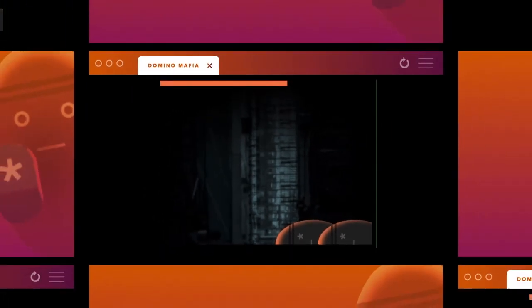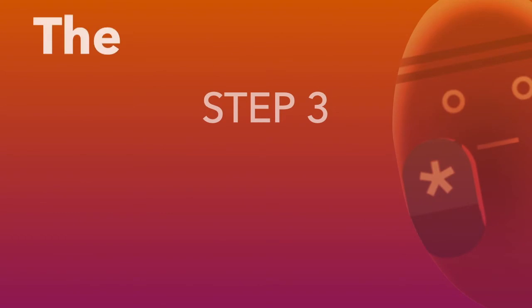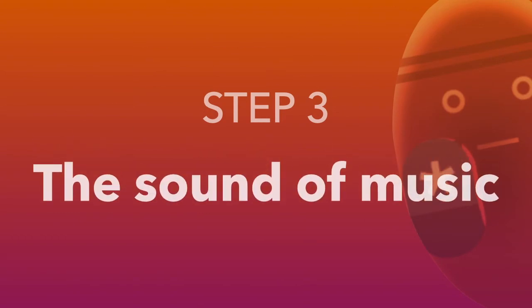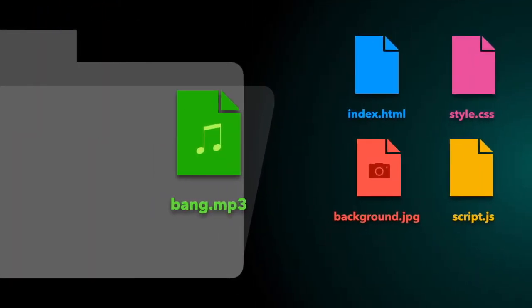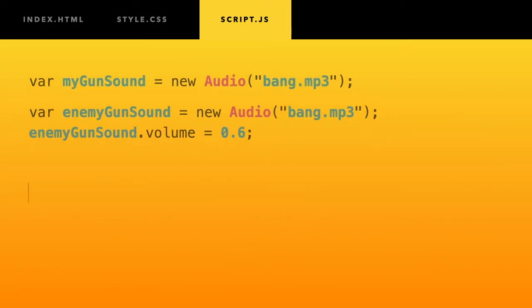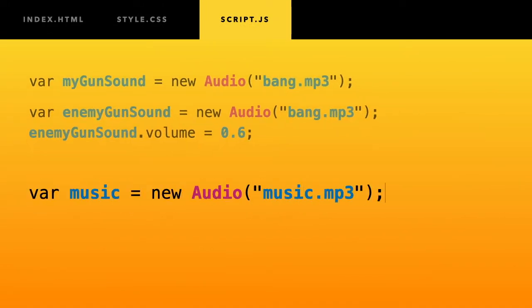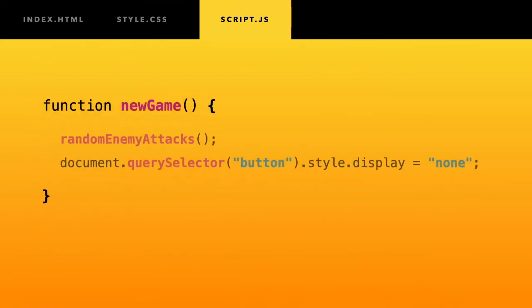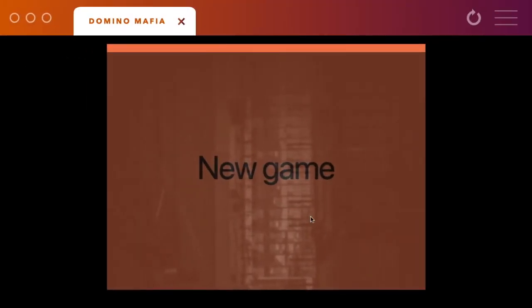Excellent. Now, let the music play. I have downloaded a music loop from a website called Storyblocks. I will just rename it music.mp3. I will create a new audio variable for the music. And I will make it play as a loop. The music will start playing when the new game function is triggered. And here it is.